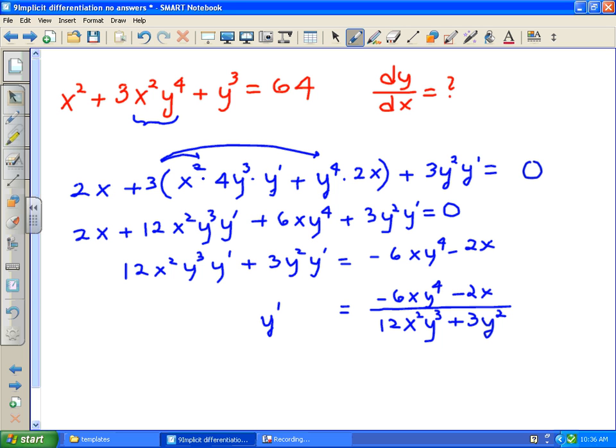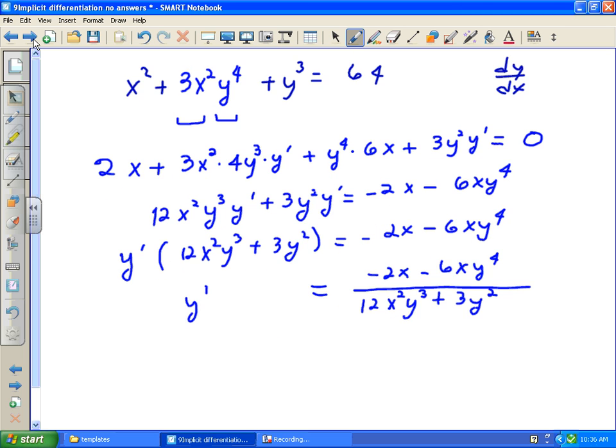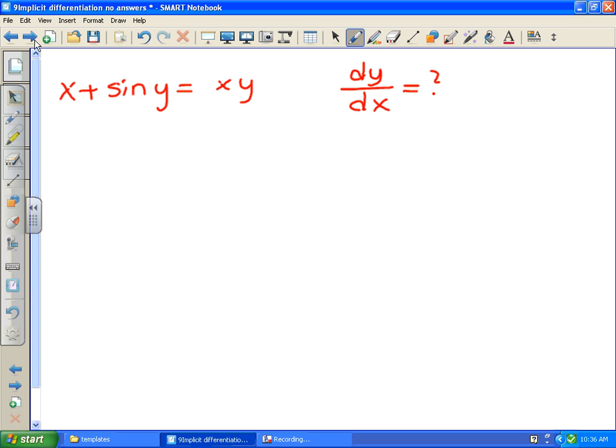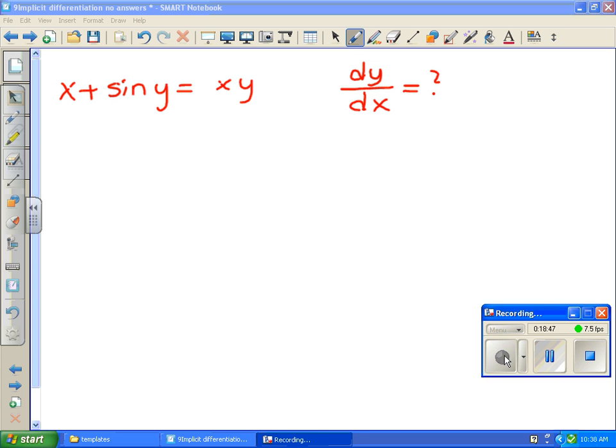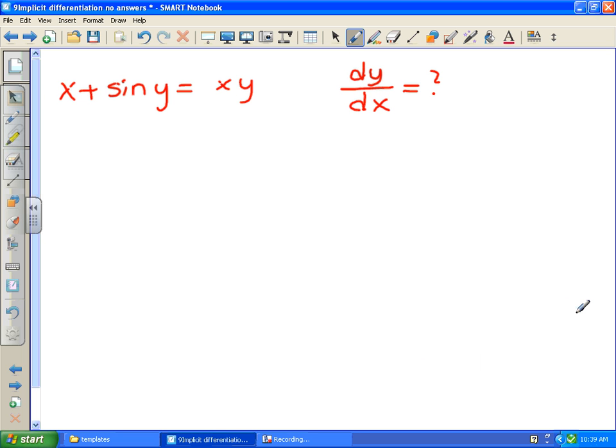All right, one more example. Okay, let's try this one. Okay, let's take a look. So differentiating both sides with respect to x, derivative of x is 1. Derivative of sine y with respect to x is first differentiate the outside function, leaving the inside the same. Then you multiply everything with the derivative of the inside, which is dy dx or y prime.